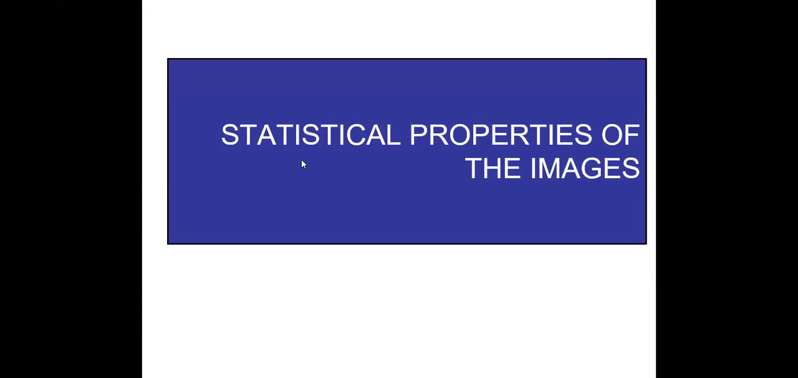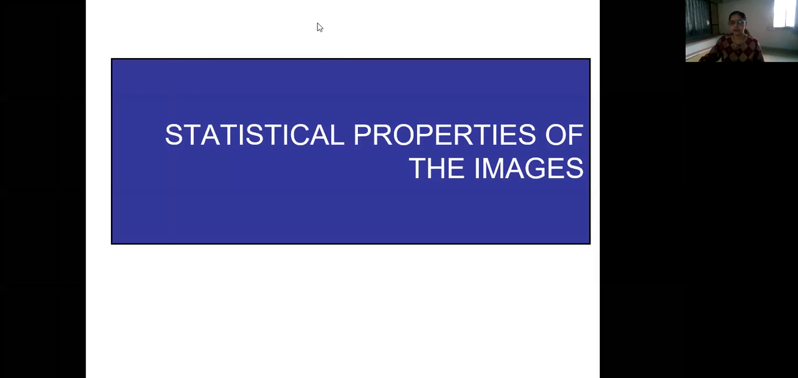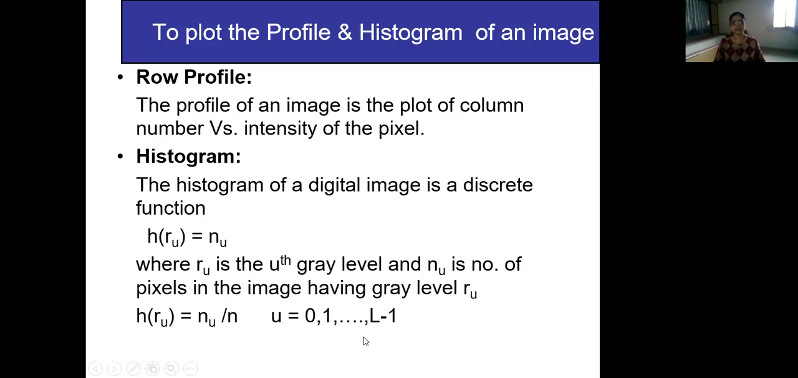Lecture. So today we are going to talk about statistical properties of images. Here we are going to cover important properties of images like profile, histogram, mean, and standard deviation. After that, we will be going for various basics related to images like distances, different methods for distance calculations, and connectivity of pixels.